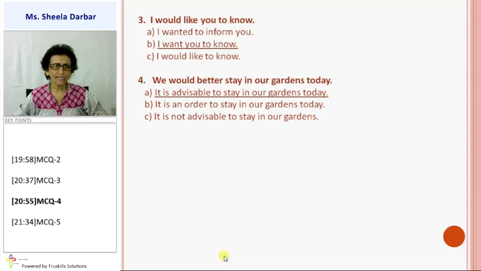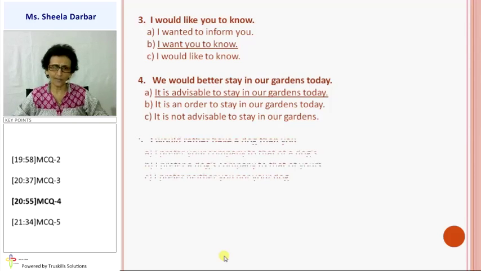Second one, it is in order to stay? No. It is not advisable to stay in a garden, meaning we cross over to each other? No. So the first one is the correct one.